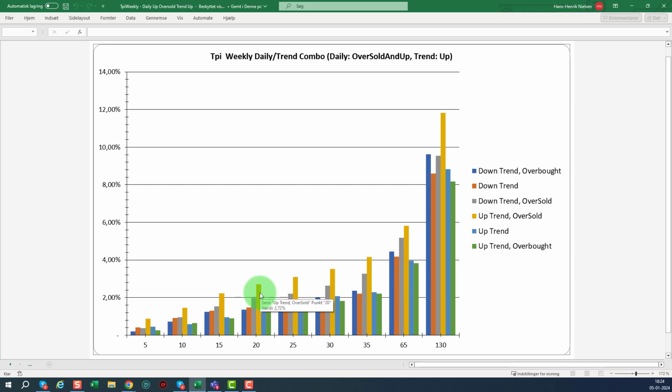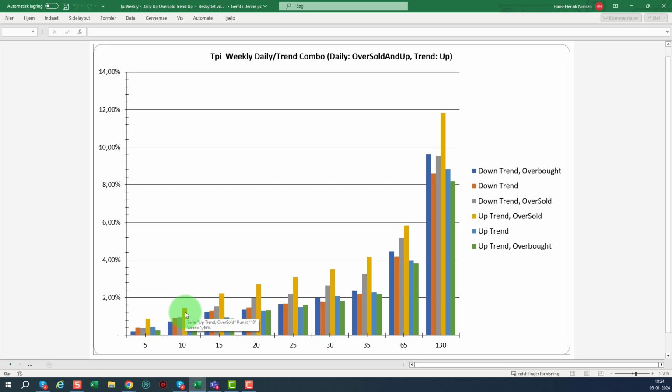This is the gray and the yellow bar here. As you can see, if you had bought any of these stocks over these many years and just held them for 5 days, with the weekly TPI in uptrend oversold, you would have made 0.88% per 5-day period. Comparing that to the worst of these, in a downtrend overbought, which would only have made 0.2%. So here there was a 4.5 times, 450% change.